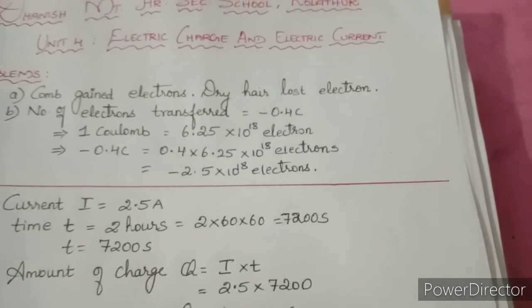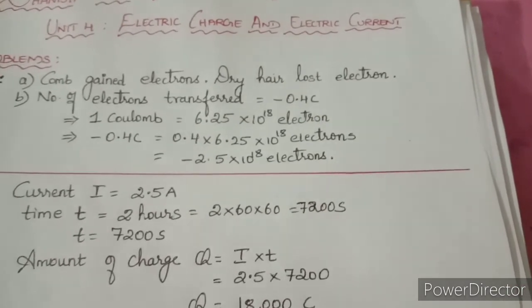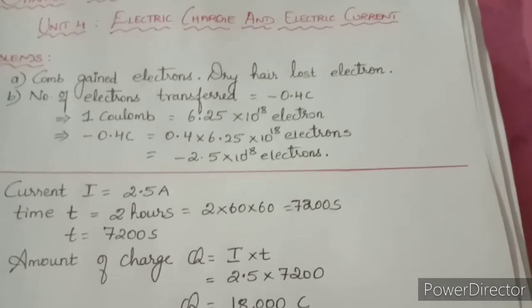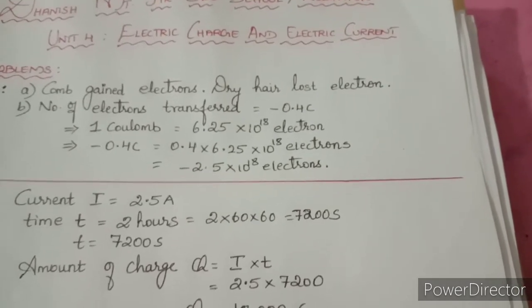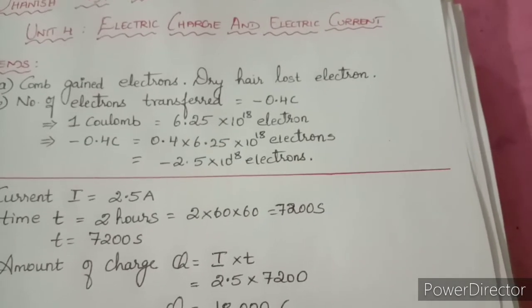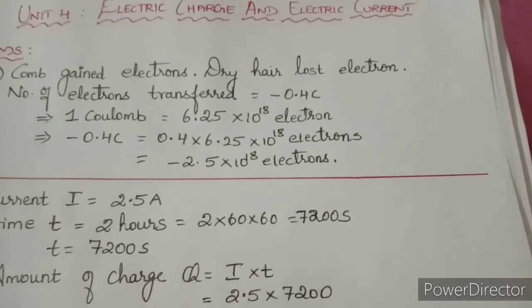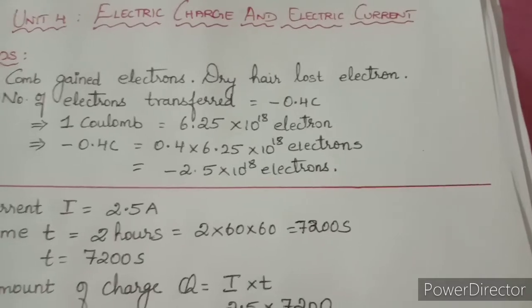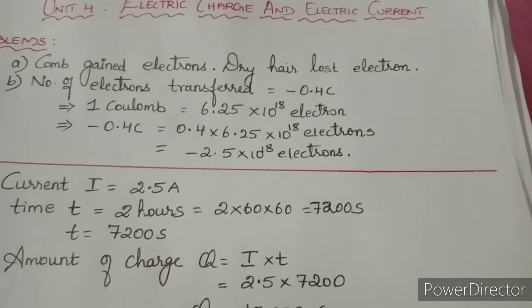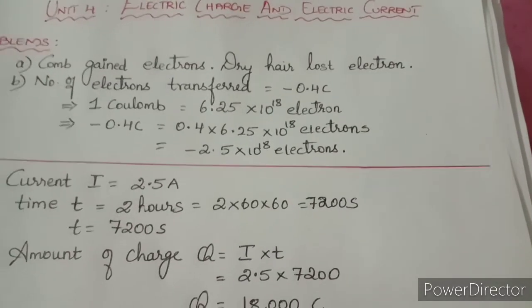The plastic comb gained electrons. When you comb your hair, the comb always gains electrons. The comb gained electrons, and the dry hair lost electrons. Okay, this is the answer for the first option.